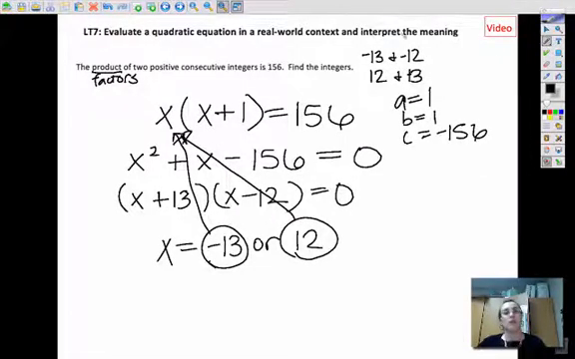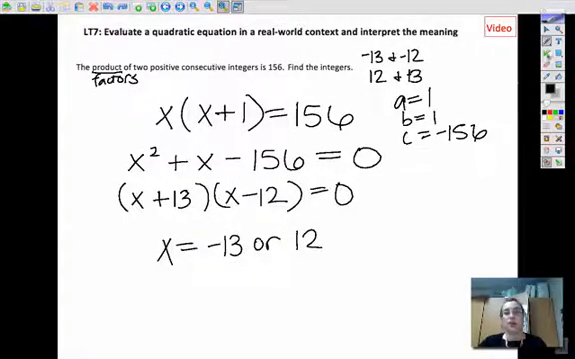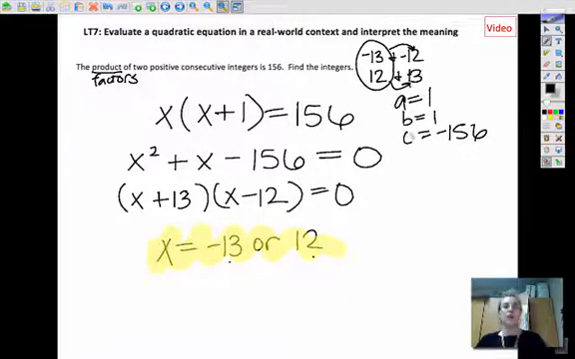So this is what it means when it says interpret the meaning, okay? When I get to this step right here, I'm not to the point anymore where this is my answer. Okay, I have to actually go in and think about it for a second, because negative 13 times 12 does not equal positive 156. This gives us two options for the first integer, and then we have to think about the pair that goes with it in our situation.